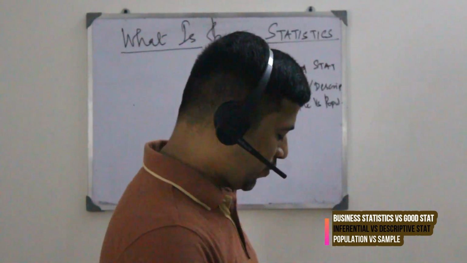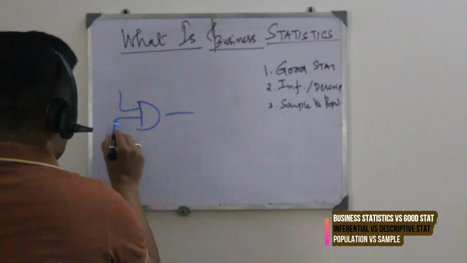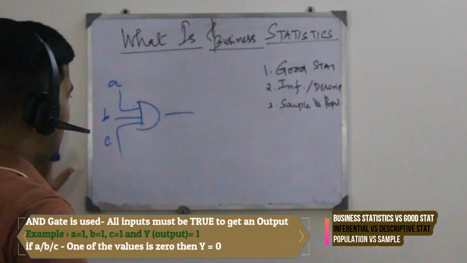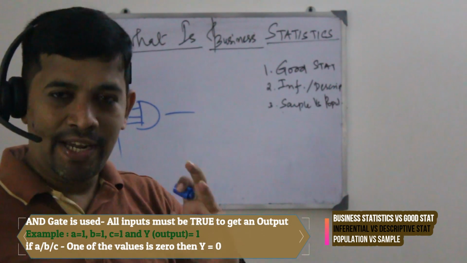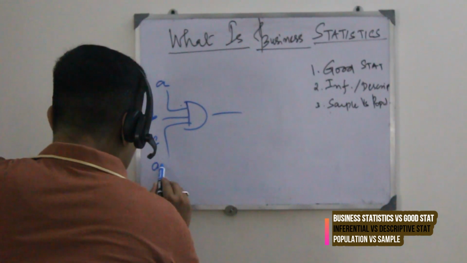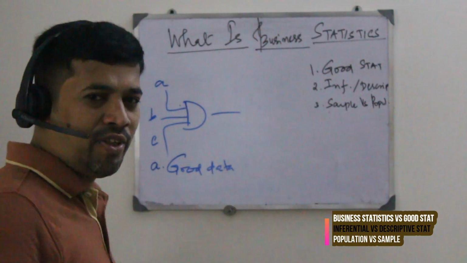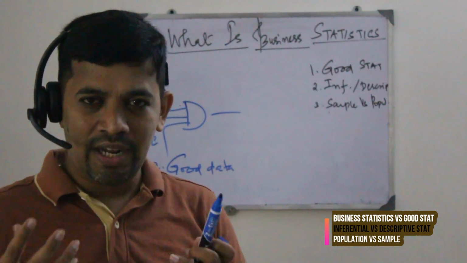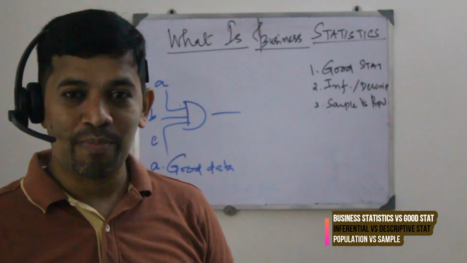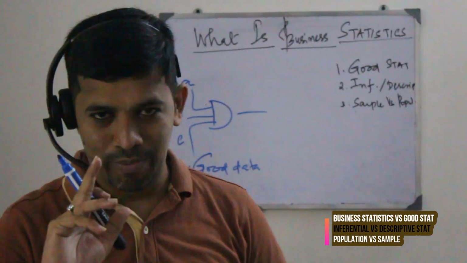Now, when you say a statistic, according to this book, it can be three things, like A, B, C. I'm giving that an AND gate. That means if all the things are met, A plus B plus C, only then we get an output. Let's talk about A. A means good data. When you have good data, the data has to be random, genuine, measured properly, collected properly, and it should not lead to any misinterpretation. That is rule number one.